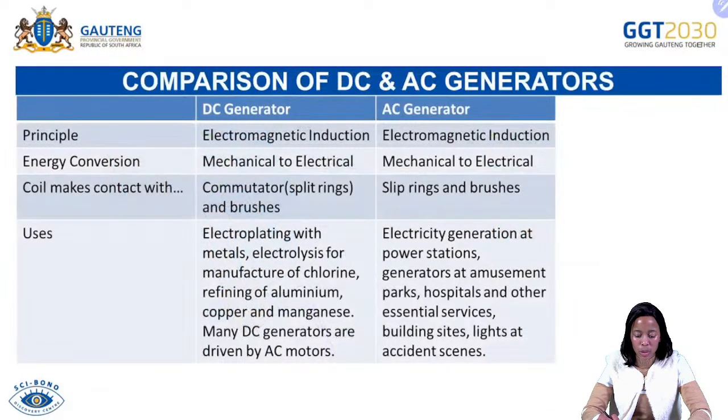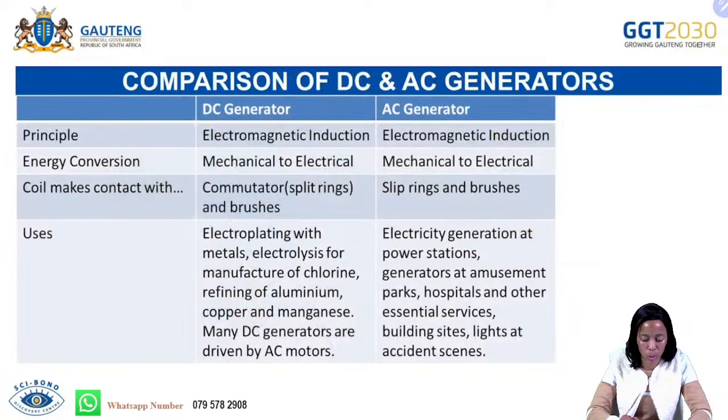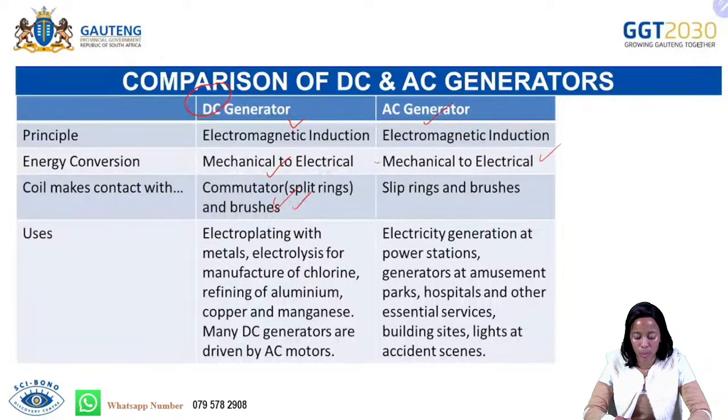So now, a comparison of a DC and an AC generator. When it comes to the principles, both of them work on the principle of electromagnetic induction. And when it comes to energy conversion, both of them are converting mechanical energy to electrical energy. But when it comes to the rings, with a DC generator we have split rings, but with an AC generator we have slip rings.